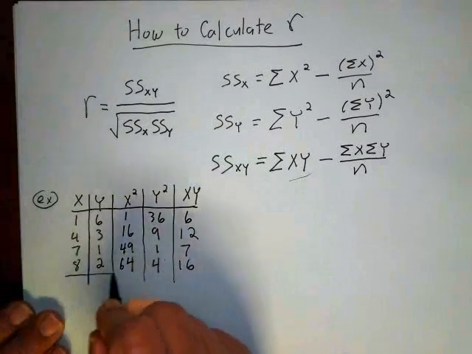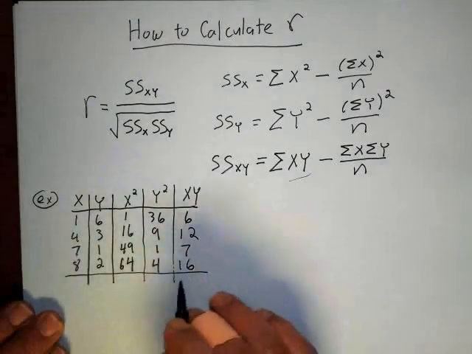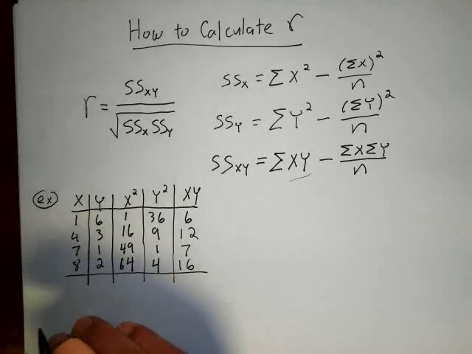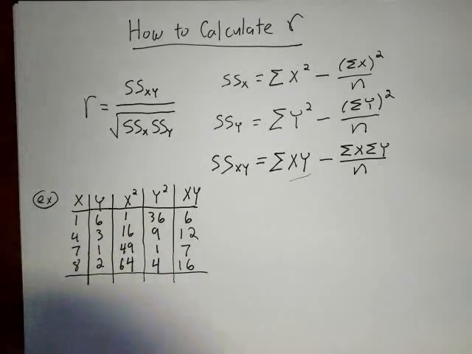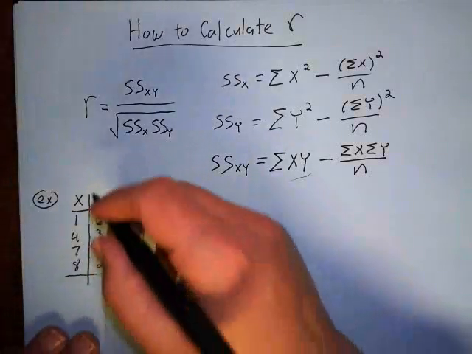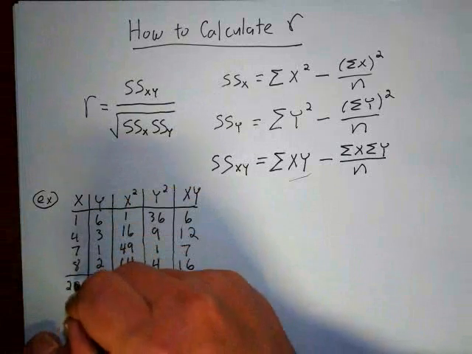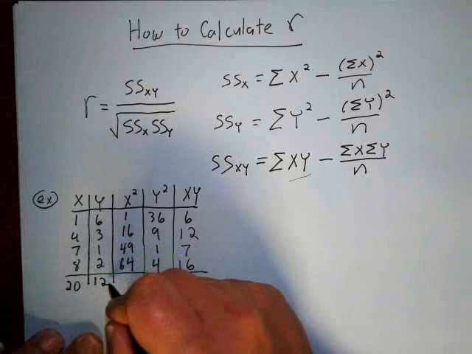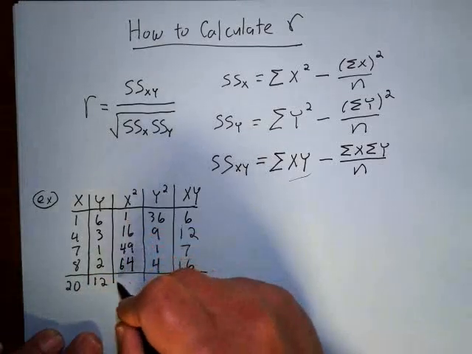And then what you are going to do is total each of these, and I have it here on another sheet of paper. When you total these you get 20, and when you add these up you get 12. If you add these up you get 130.